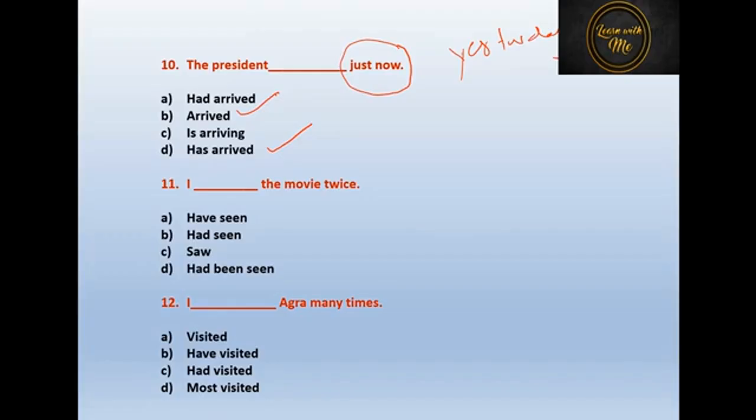Now look at this 11th question. I blank the movie twice. Here the answer is "have seen". The second use of present perfect.